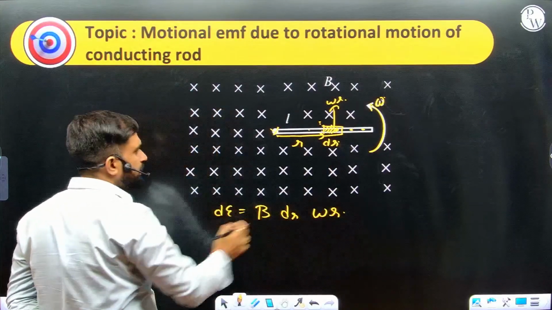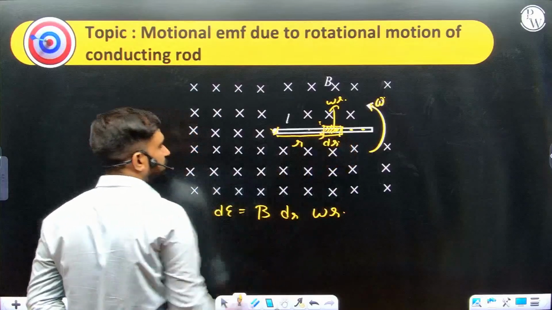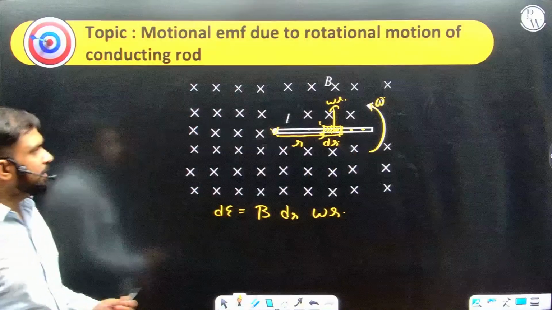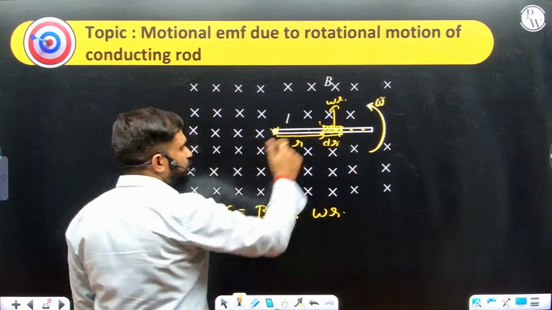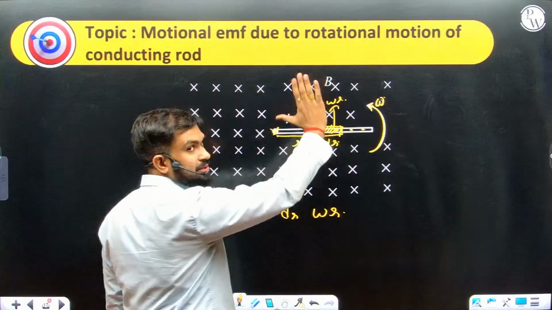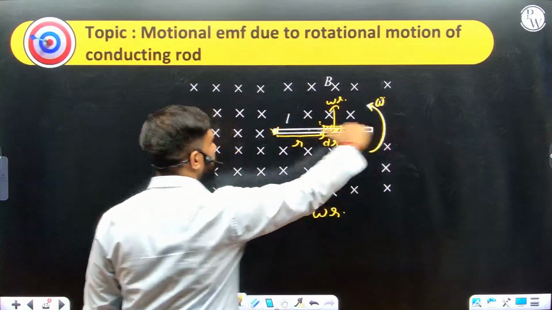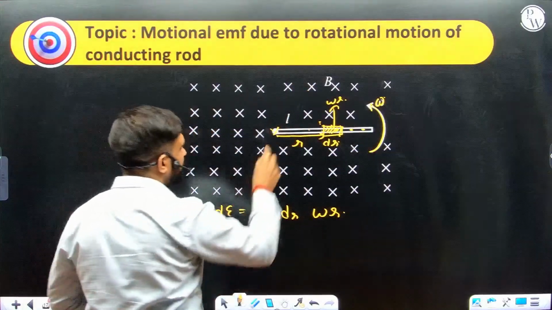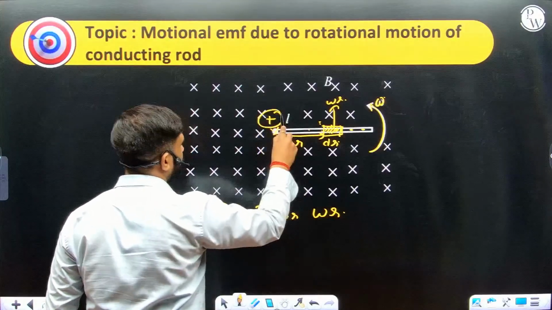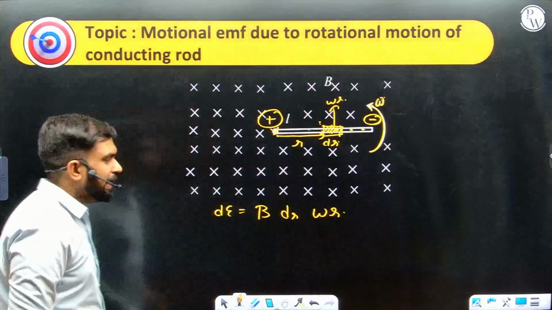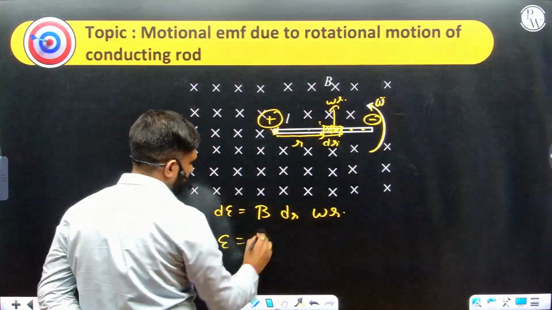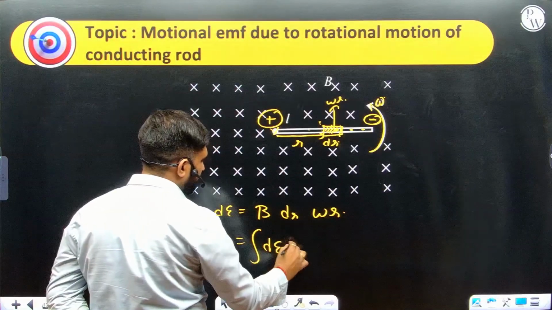This is the little EMF across this section. Now can you tell me what's the direction? If it's rotating in the anticlockwise sense, the magnetic field is into the plane, so at each and every point the velocity will be upwards. So V cross B gives me the inverse direction. That means this terminal will be at higher potential, this terminal at lower potential, and the induced EMF will be through the integration of this dE.